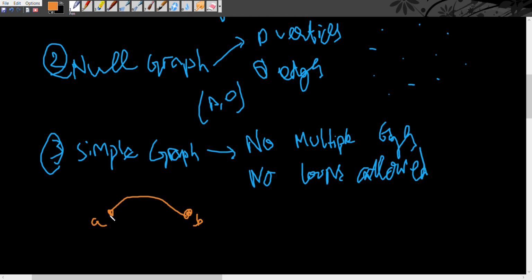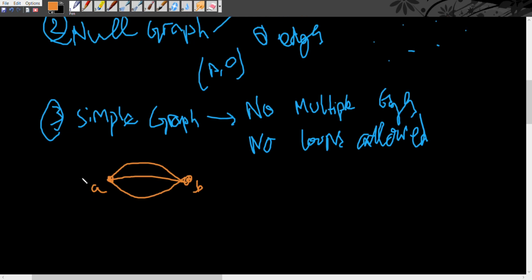What do you mean by multiple edges? It is that there is more than one edge connecting these two points. So here you've got 3 edges, which is an example of multiple edges. Also, what do you mean by loops? Say you've got a vertex A. A loop on A would be an edge joining A to A. It starts from A and comes back to A. So in simple graphs, these two things are not allowed.